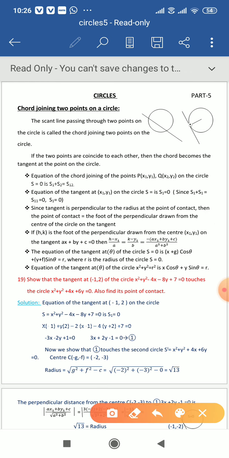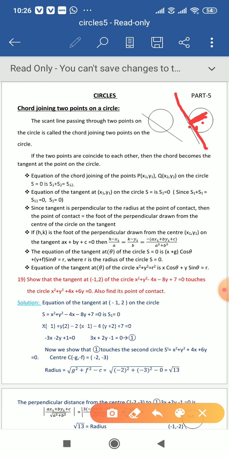So the point of contact is nothing but the foot of the perpendicular drawn from the center to the tangent. So to find this point of contact, it is enough if we find the foot of the perpendicular drawn from the center. This is the center, and this is the perpendicular. So the point of contact is the foot of the perpendicular drawn from the center on the tangent.